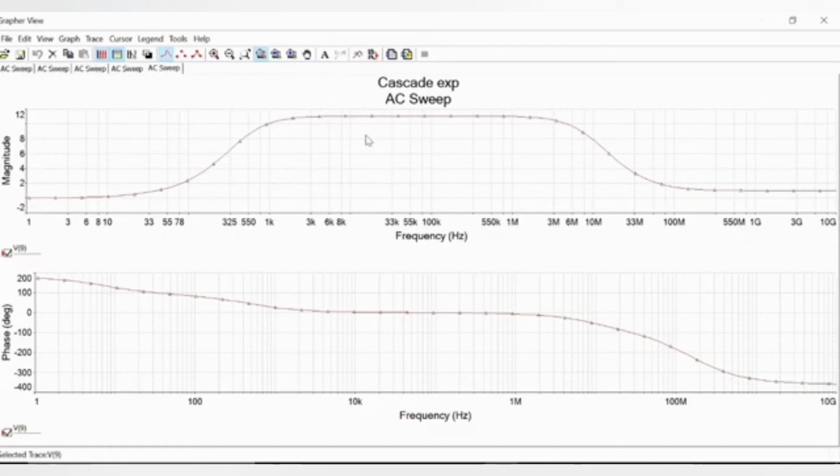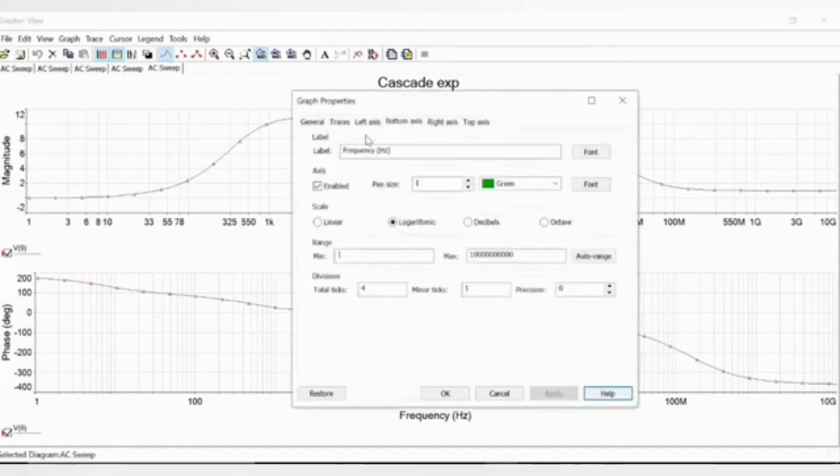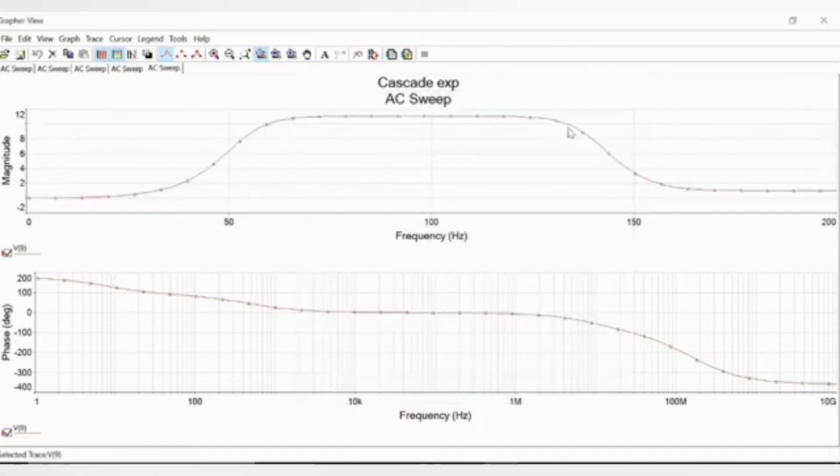Now I'm going to check the axis, whether it is linear. Always the left axis, which is the y-axis, should be linear, and the x-axis should be in decibel. So let me apply and check. So this is the correct form. This is the correct form of the graph.